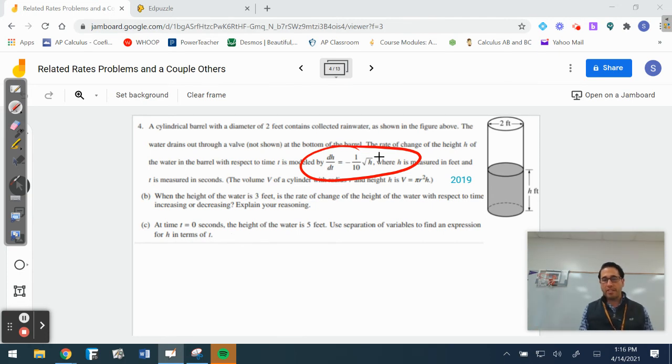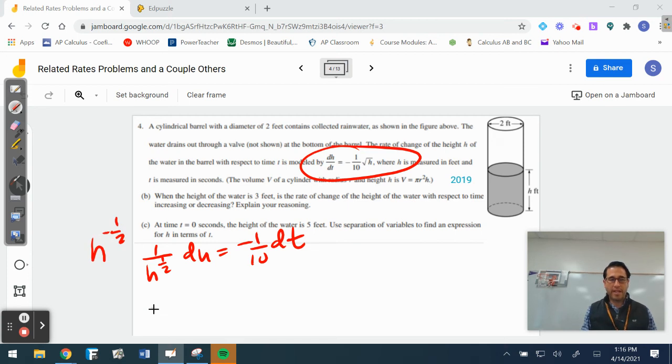So here we go. That's h to the 1/2. So I'm going to divide by that, h to the 1/2. I'm going to get all the dh's on one side, all the t's on the other. Now remember, that's h to the negative 1/2. If I take that antiderivative, I'm going to add 1, which would give me 1/2. I'm going to divide by 1/2 or multiply by the reciprocal and get 2.